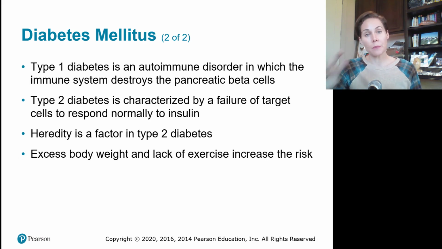There are two types of diabetes. Type 1 is an autoimmune disorder, often called juvenile diabetes, but it's not something that people will outgrow. This is where the immune system will destroy pancreatic beta cells. Type 2 diabetes is failure of target cells to respond normally to insulin, and it is oftentimes hereditary, and oftentimes brought on by excessive body weight and lack of exercise. Someone who is obese and does not exercise has a much greater risk of being pre-diabetic or diabetic with type 2 diabetes than someone who is more active.